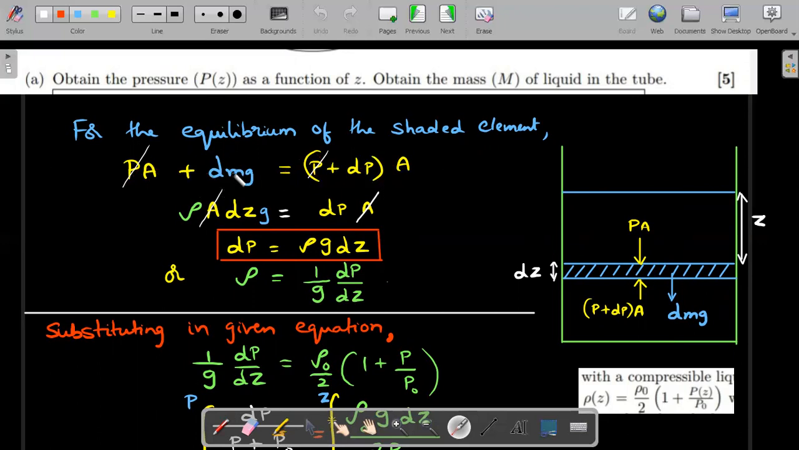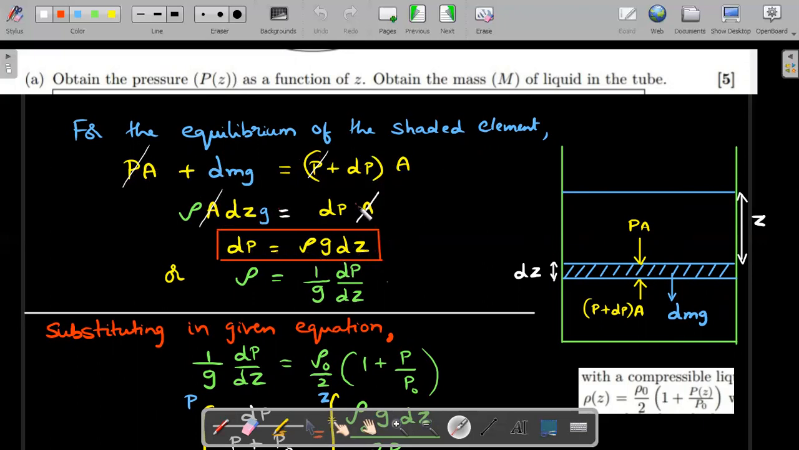dm part of that rectangular or cylindrical thing can be written as rho at that place multiplied by area of cross section into dz. It's a pretty simple thing. Then from this also you can cancel out the area of cross section because it's uniform throughout, and this dp is equal to rho g into dz.